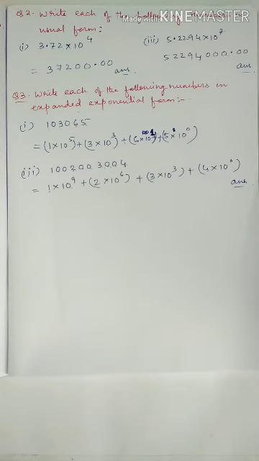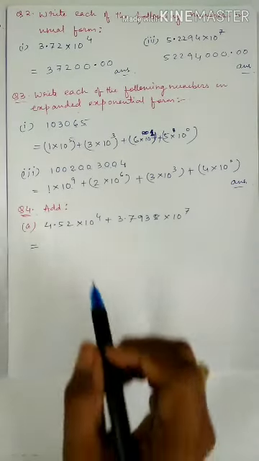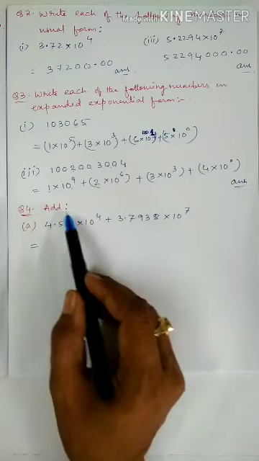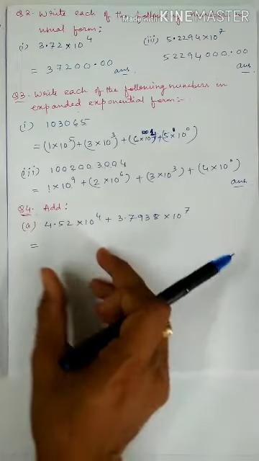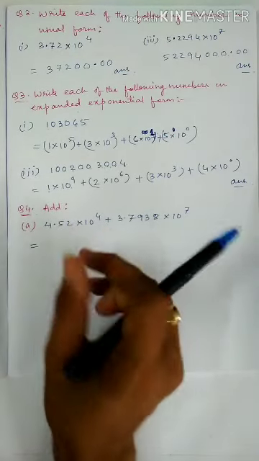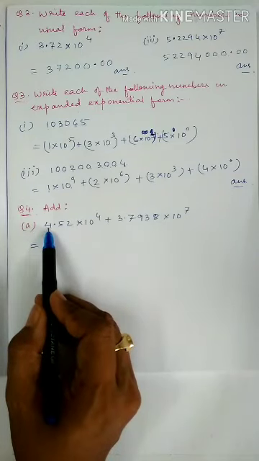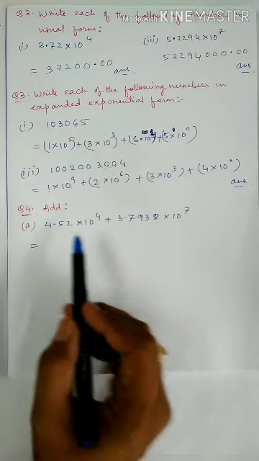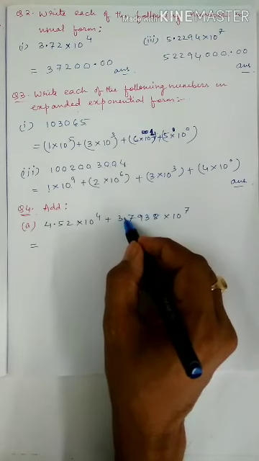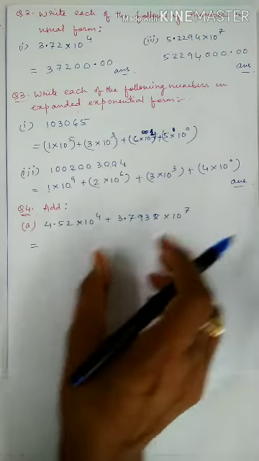Now let us go to question number 4. So students, in question number 4, we have to do addition. For addition, you see both these numbers are given in standard form. Here it is 4, between 1 and 10, and here it is 3, also between 1 and 10. So both these numbers are in standard form.